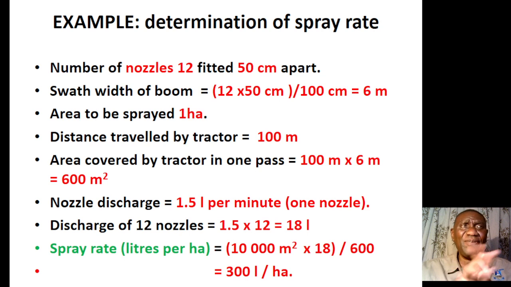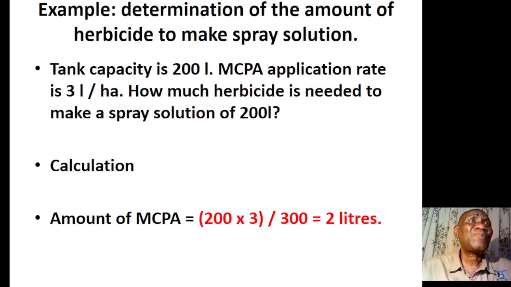So the spray rate, which is in liters per hectare, you need this area to be sprayed, which is 10,000 square meters, 1 hectare, times 18, the water which has been delivered, all divided by 600, then you get 300 liters per hectare, which is slightly high, but we can still use this spray rate. So this is the spray rate for the boom sprayer.